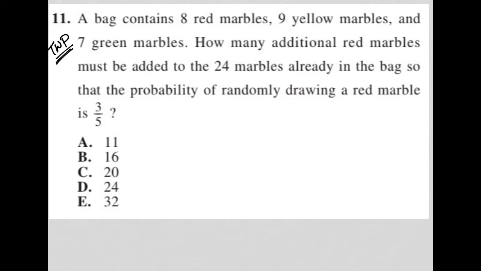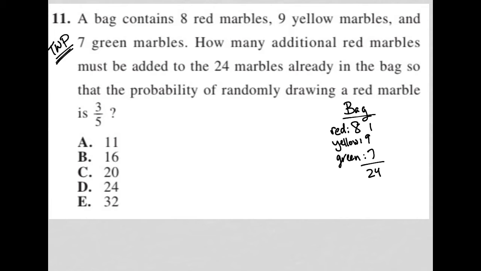So the first sentence here says a bag contains 8 red marbles. I'm going to just write this down. So in my bag, I have 8 red and I have 9 yellow and 7 green, right? So green is 7. How many additional red marbles must be added to the 24 marbles already in the bag? So this is obviously 24 total.